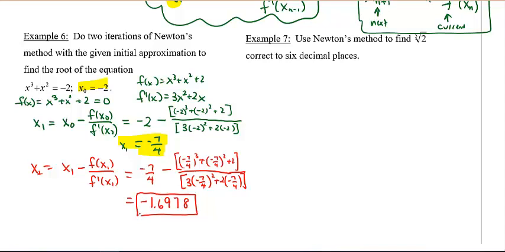Okay? And you're thinking, well, how many times do I do this? Well, it really depends on how many decimal places you want accuracy for. So in example number 7, I'm saying now let's use Newton's method to find out what the 5th root of 2 is. And I want it correct to 6 decimal places. How many times are you going to have to do this? Well, you're about to find out.